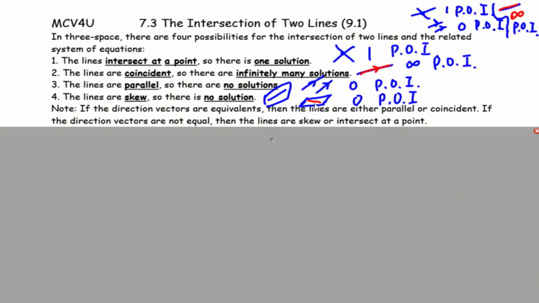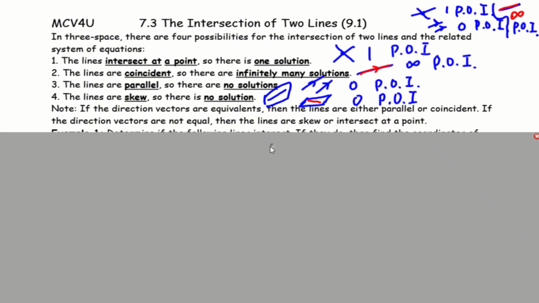And also, we could draw the 2 planes parallel, but you could have more planes that contain this line, okay, not only one. So if the direction vectors are equivalent, it means they are going to be either parallel or coincident, the same line. If the direction vectors are not equal, then they are either skew, not in the same plane, or they have 1 point of intersection.